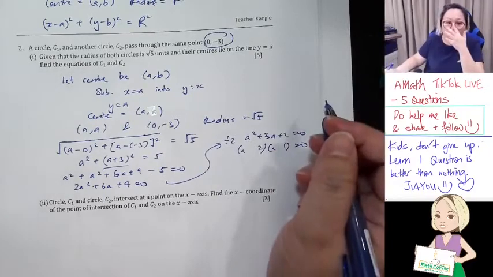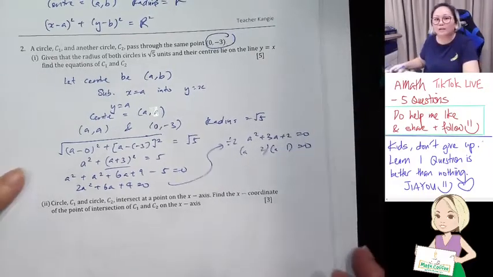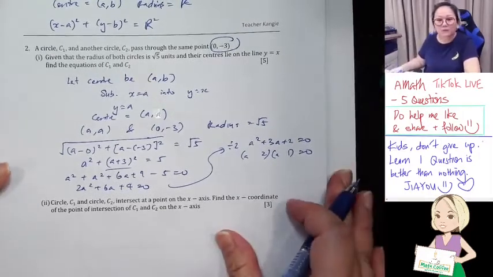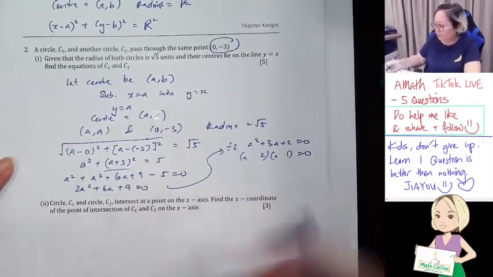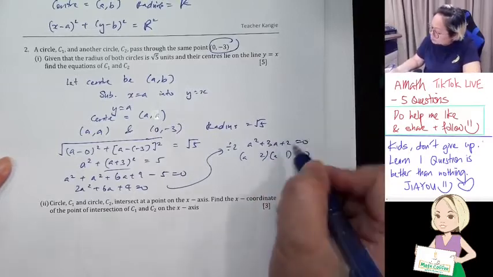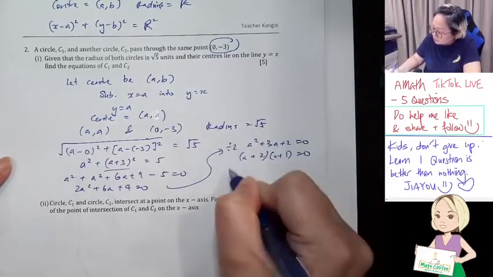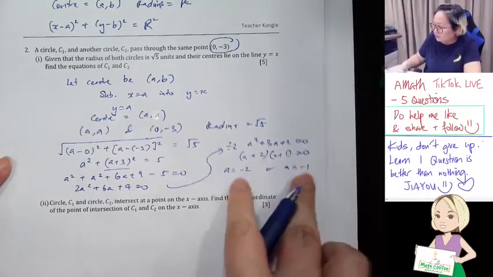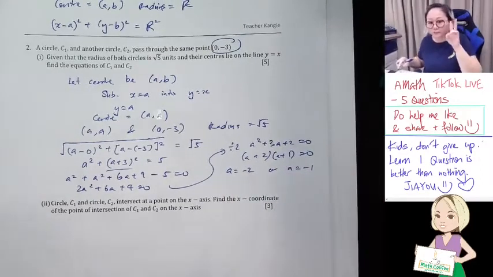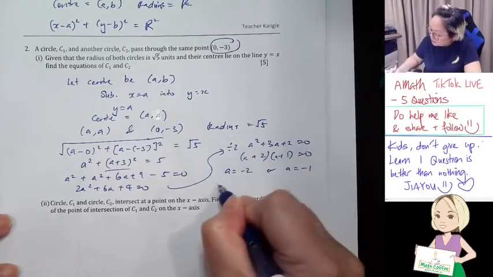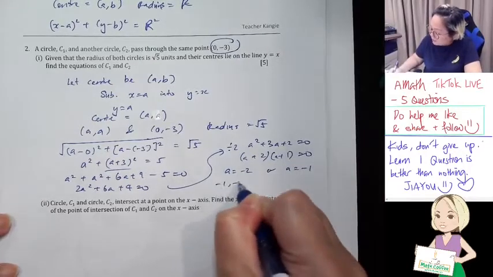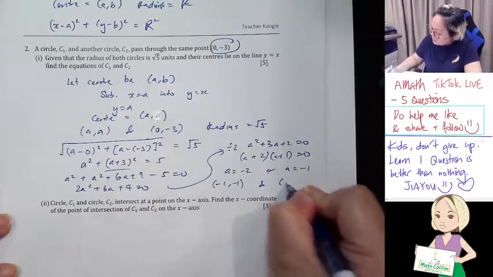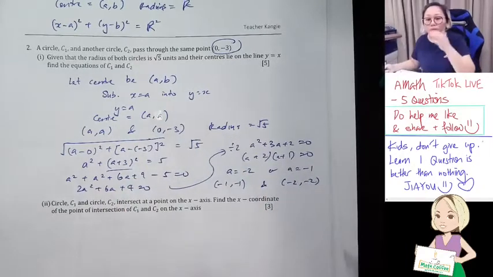Just to let you know, because this is A maths, the manipulation I go faster, because I expect you all to know how to do the factorizing and all this already. So then this one both plus. So you will have a equals minus 2 or a equals negative 1. So that means I already have my 2 centers. One is (-1, -1) because center is (a, a), and the other is (-2, -2).